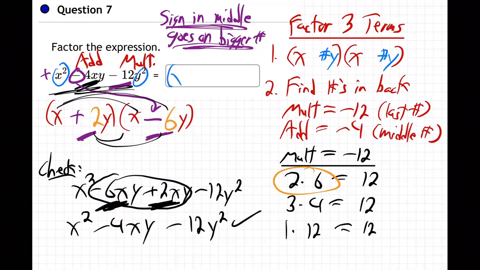So we got it. What's the actual answer? It's x plus 2y, x minus 6y. That is our answer. And you could do it, by the way, in either order. You can have the 6y coming first, then the 2y. It doesn't matter what order, but it does matter what signs. The sign in the middle does have to go on the bigger number. So the negative has to be on the 6y. Whether it's in the front as a minus 6y or in the back, it's got to be the negative one. The order doesn't matter, but the signs do matter. There we go.